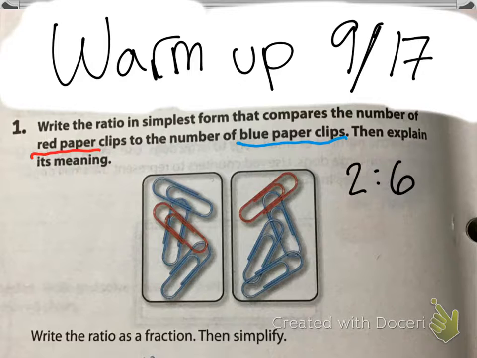Who can tell me why that's correct? Fernando. Exactly. And it's in the order of red to blue. Would 6 to 2 have been correct? No, because that's in the order of blue to red. And it's very specific that we get it in the right order.